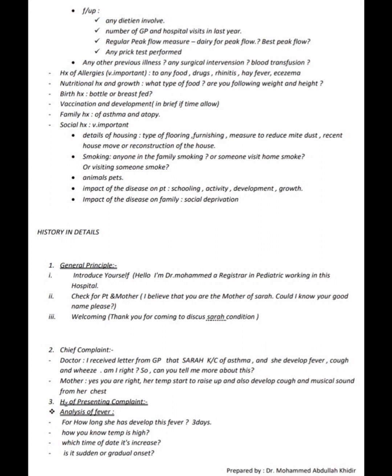Number 2 points for history is the chief complaints. As a doctor I'll ask, I received a letter from the GP that Sarah is a known case of asthma and she developed fever, cough and wheeze. Am I right? So can you tell me more about this? First we will ask an open question. Can you tell me more about this? Then we hear the history. Then the mother is telling, yes, you are right. Her temperature started to rise and she also developed cough and musical sound from her chest.